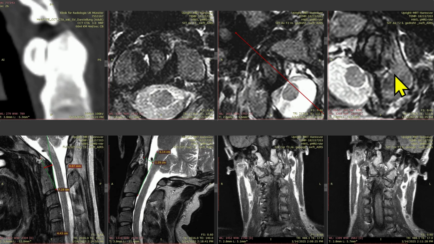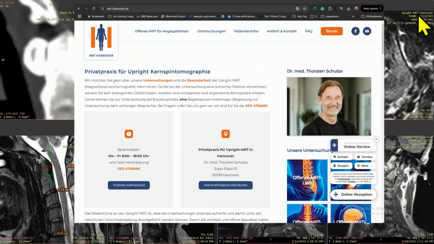Germany. First thing I want to say is give a shout out to Upright MRI of Hanover. These are beautiful images. In fact, Europe, I think, has better tech for upright MRI than we do here in the United States, because our upright MRI images are never this crisp and pretty. So shout out to Upright MRI of Hanover.